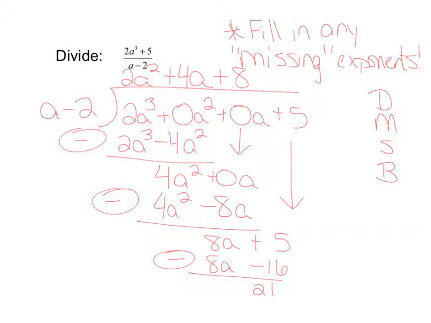This time I got a remainder. You used to get a remainder when you were dividing numbers, right? And here's what you do with the remainder. This is positive, so we say plus 21, and you put it over the divisor. So plus 21 over a minus 2. Okay, so if you get a remainder, they will often write it as the fraction that it is. It's 21 over a minus 2.